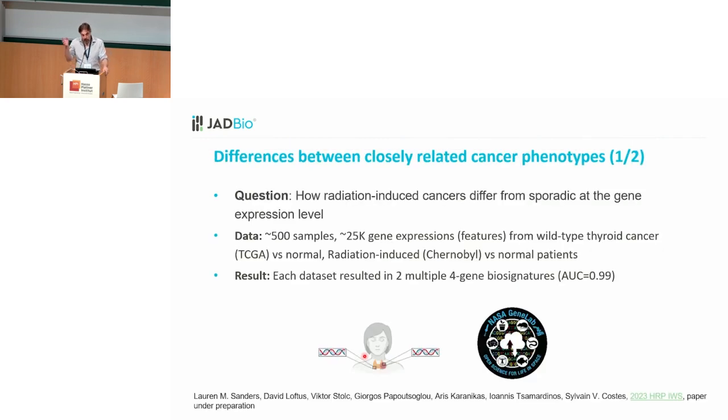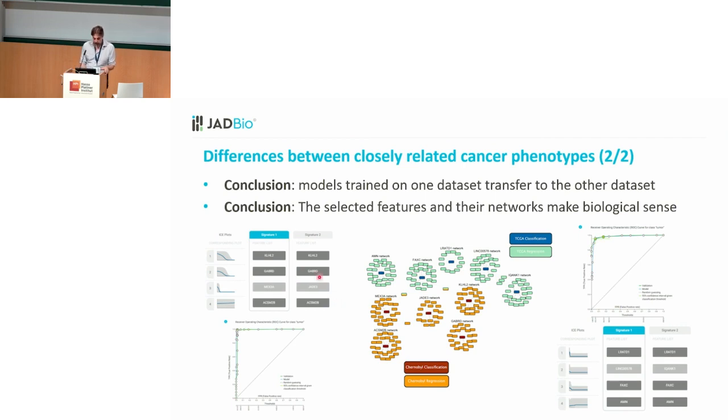Here's some ongoing work with the NASA Gene Lab, where they have two data sets from related types of cancer. Each data set results in two signatures of 4 genes, 4 features, and here we see the 2 signatures in one data set and the 2 signatures in another data set. Then we tried the model from one data set and tested it on the other and vice versa. And we get excellent AUCs, so the models do transfer.